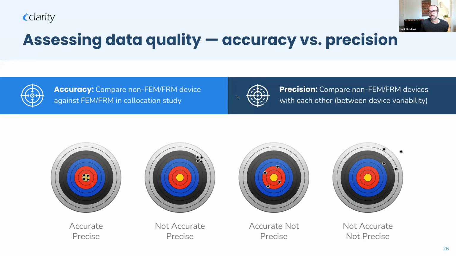Next, there's also questions of accuracy and precision. And just to briefly go over these, accuracy is when a low-cost sensor and the reference instrument are measuring the same quantity. Precision is when you have two low-cost sensors and how different or similar the sensors are to each other. So you can have situations when you're both accurate and precise, neither accurate nor precise, or somewhere in the middle.